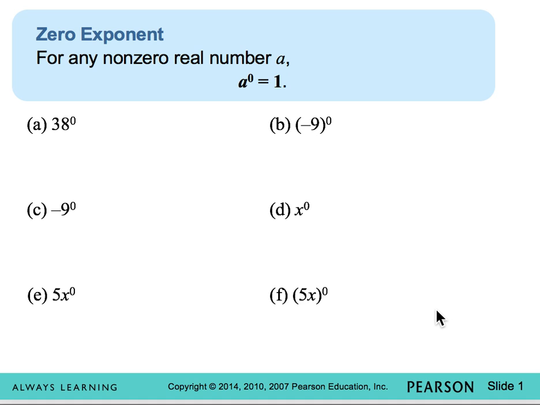Okay, we're going to continue talking about our exponent rules. First of all, we've got another rule about the zero exponent. Anything to the zero power equals 1.